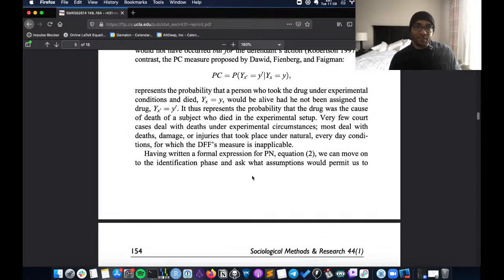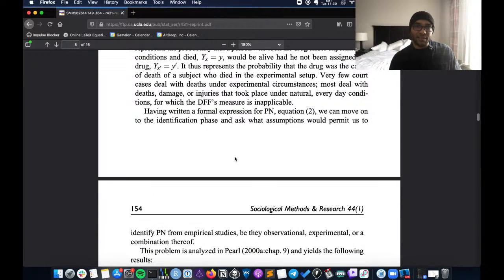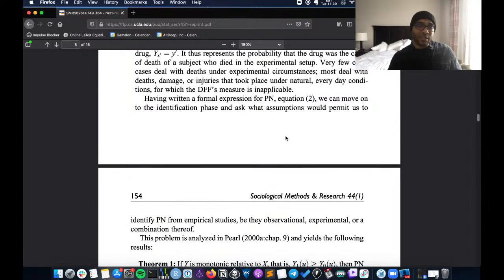So having written a formal expression for PN equation 2, we can move on to the identification phase and ask what assumptions would. So this gets weird because you define all this notation and it kind of flies in the face of intuition, but the rigor allows you to basically write algorithms for it, and that's cool because that means that you can get robots to do it. I mean, that's what I care about.